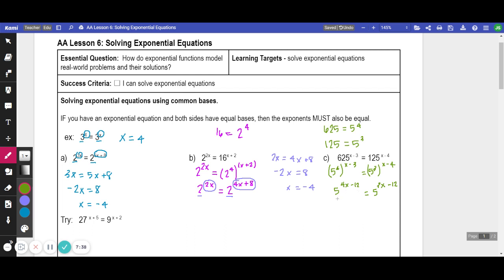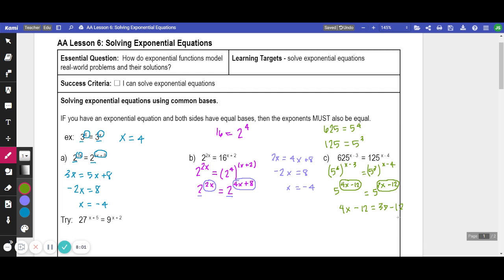So the bases are equal, 5 and 5. That means that the exponents then must be equal also. If the two sides are equal and the base is already equal, then the only way that happens is if the exponents are also equal. So 4x minus 12 has to equal 3x minus 12.